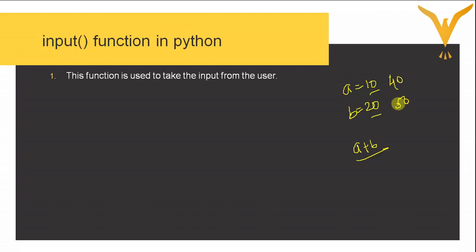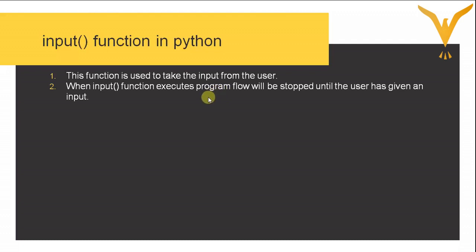So in this case you can ask a user which two values they want to add. And when you ask a user, this is known as taking an input from a user. Okay, so in order to take an input, you have one function called the input function. This is basically used to take the input from the user.